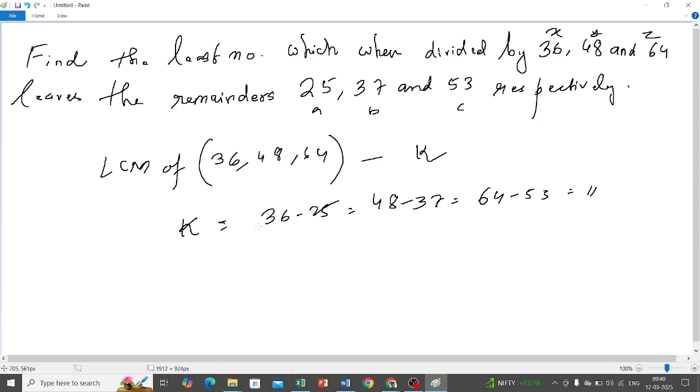565. Correct. Anybody else? See, LCM of 36, 48 and 64. Let's do that.